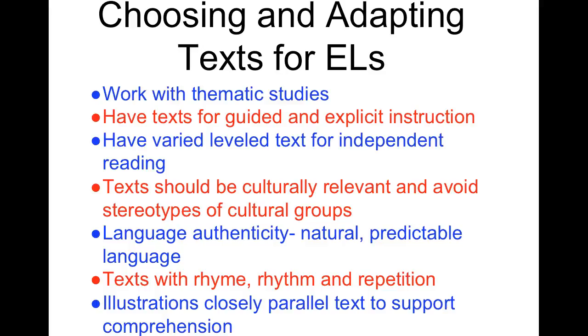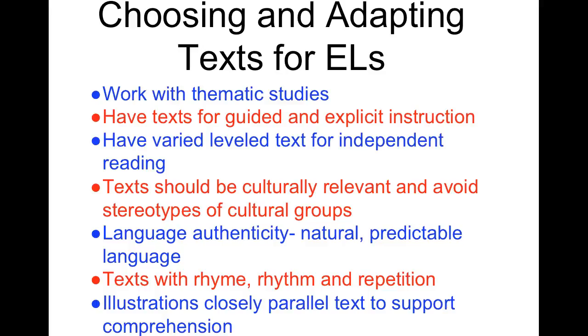Text should be culturally relevant and avoid stereotypes of cultural groups. Sometimes these are things that we're not necessarily aware of, but if in doubt, you might want to consult someone else who might have an outside perspective on whether or not the books in your room are actually amplifying stereotypes of cultural groups. We want language authenticity, so that natural and predictable language that we see in a lot of pattern books and rhythm and rhyme.